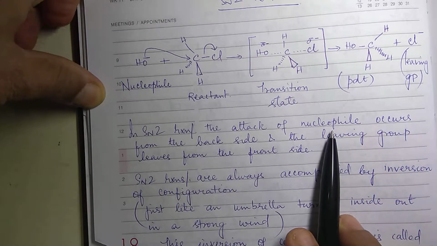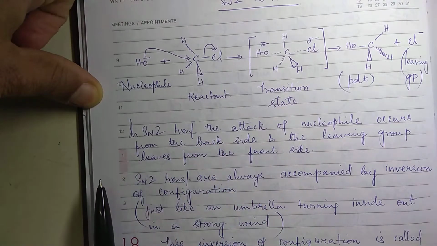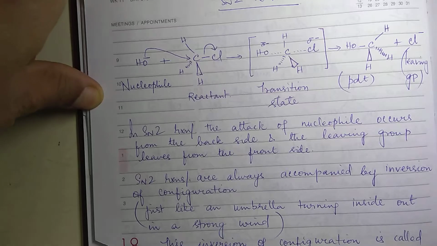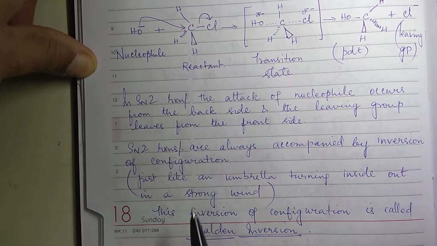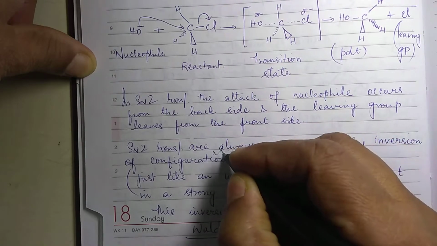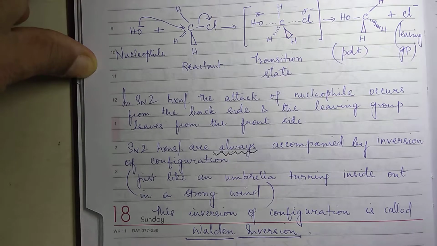The attack of nucleophile occurs from the backside. It is attacking the carbon from the backside, and the leaving group leaves from the front side. And SN2 reactions are always accompanied by inversion of configuration.